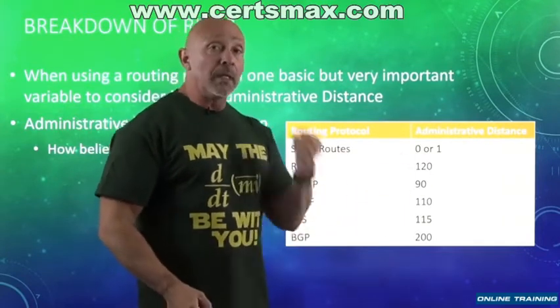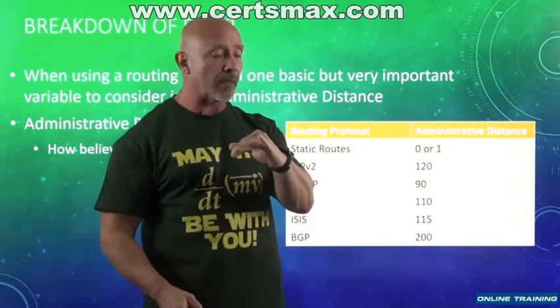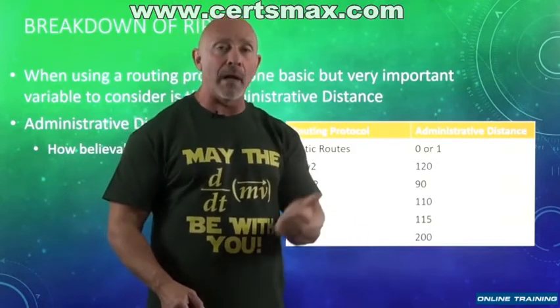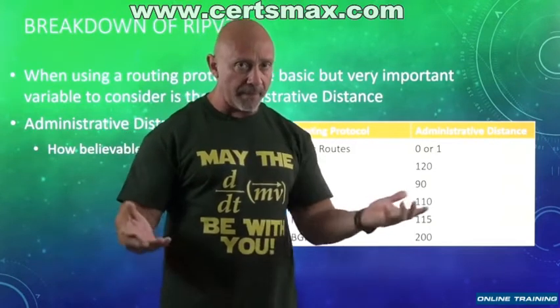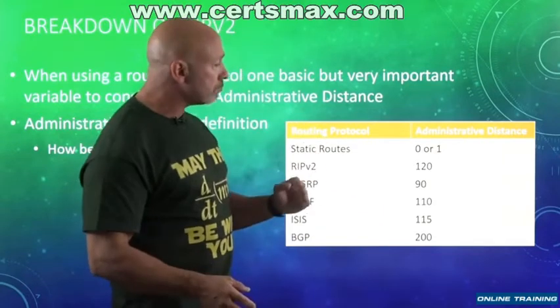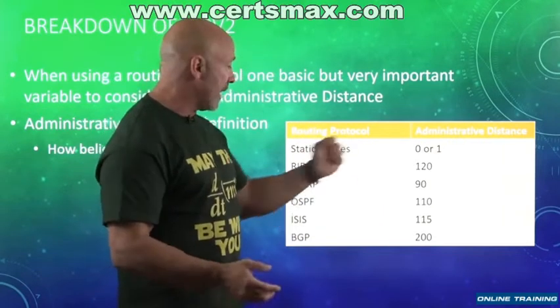So what does that mean? The lower the administrative distance, the more believable the route. That is what's going to populate the routing table. That particular routing, in this case, static routes.